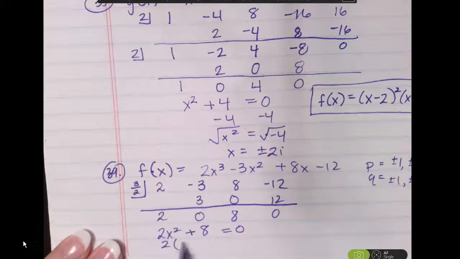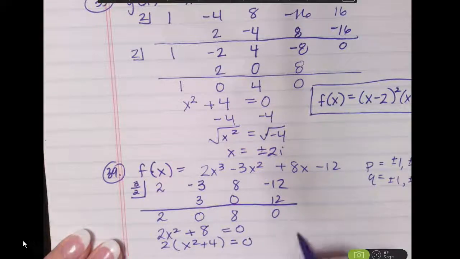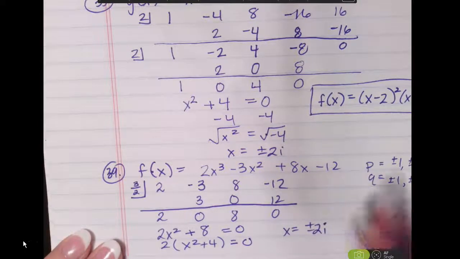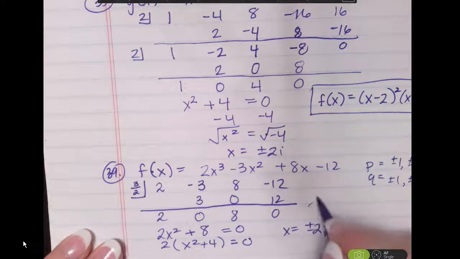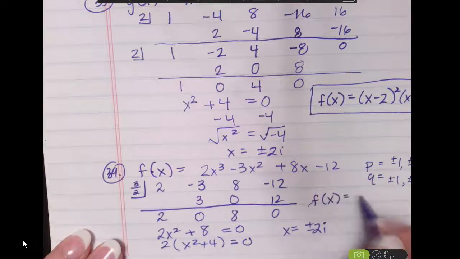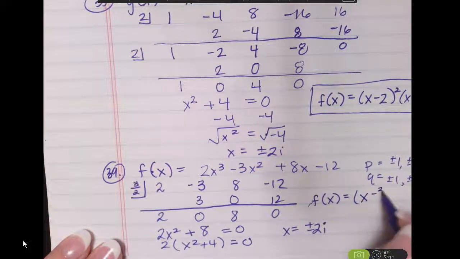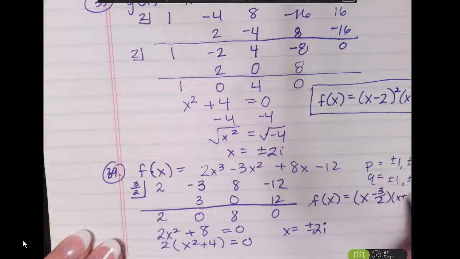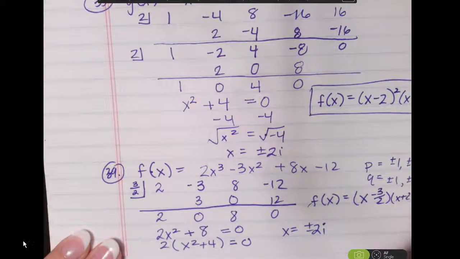And we can factor out a 2, and it's just like the last problem where we have two other factors here that it's going to end up being the square root of negative 4. So we get x equals plus or minus 2i. So our three factors, and I'm going to write it out as a product of factors: (x minus 3/2), (x plus 2i), (x minus 2i).